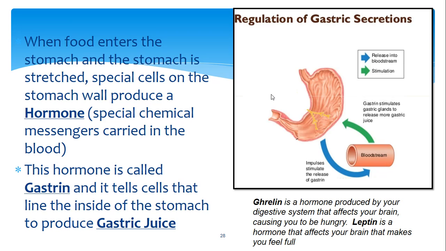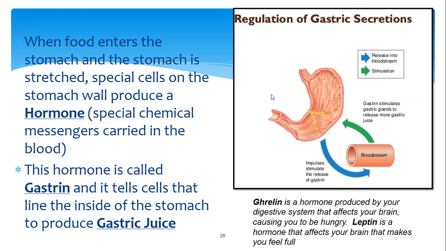So, for example, we talked about human growth hormone the other day. It's secreted by the pituitary gland in your brain, and it tells your muscles to grow. It tells your bones to grow. That's secreted into your bloodstream, travels throughout your body, goes to all the cells in your body, and tells your cells to grow.